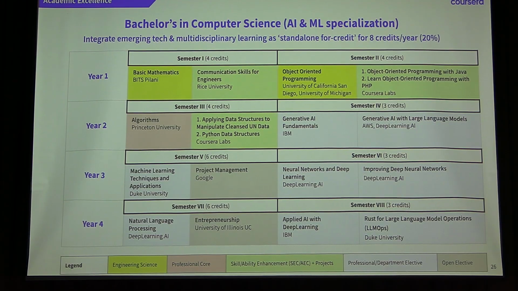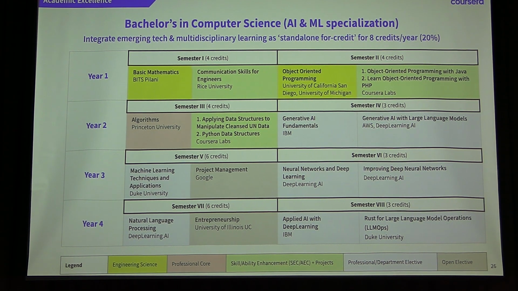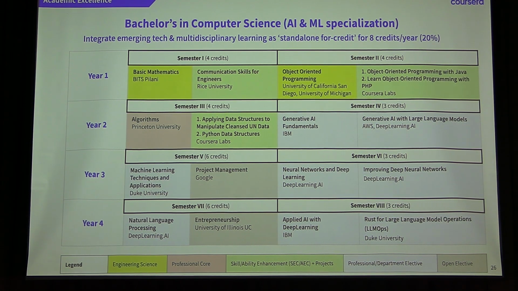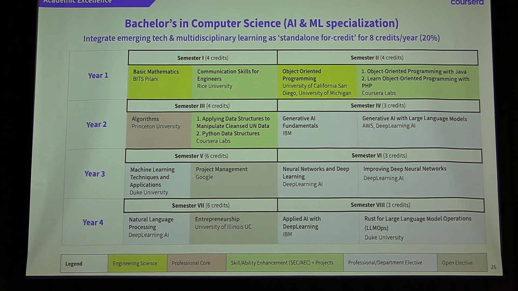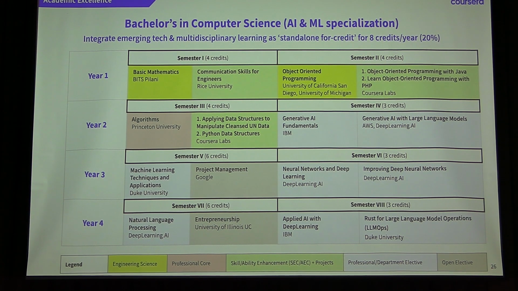And maybe I could just add one point to highlight some of what you're seeing. You'll see in semester 5, for example, machine learning techniques and applications from Duke University. This is an example of computer science with specialization in AI and ML. Now, if the faculty member who's teaching machine learning wants to blend in the course from Duke University, that is an option that is available.